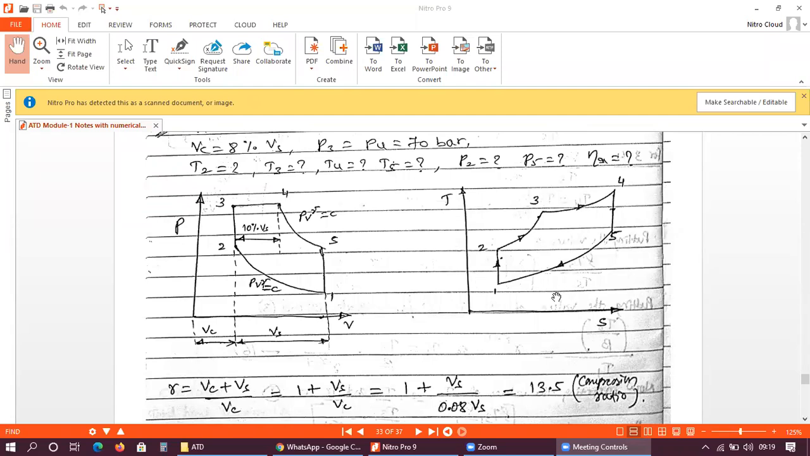So please, all of you, it is not that hard. Please go through the previous cycles, such as the Otto cycle, diesel cycle, and Carnot cycle. Go through the numericals of those. Only then will you be able to understand this dual cycle. Okay. Now coming to this problem statement again.